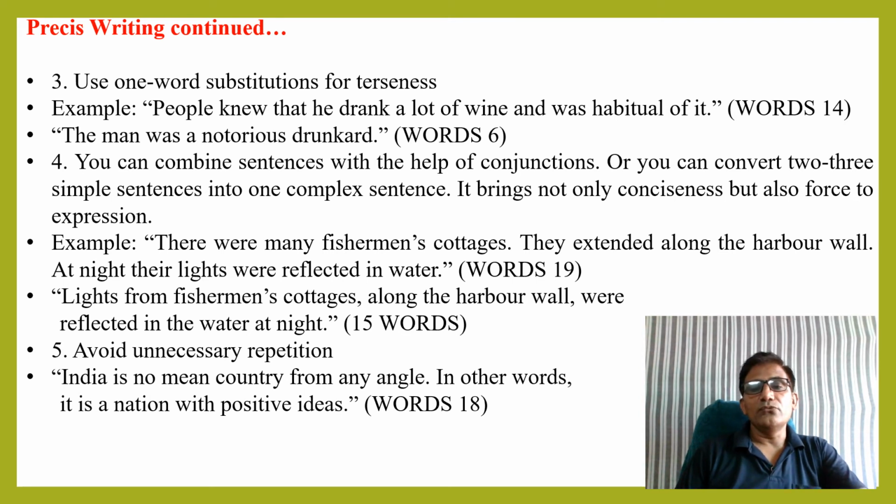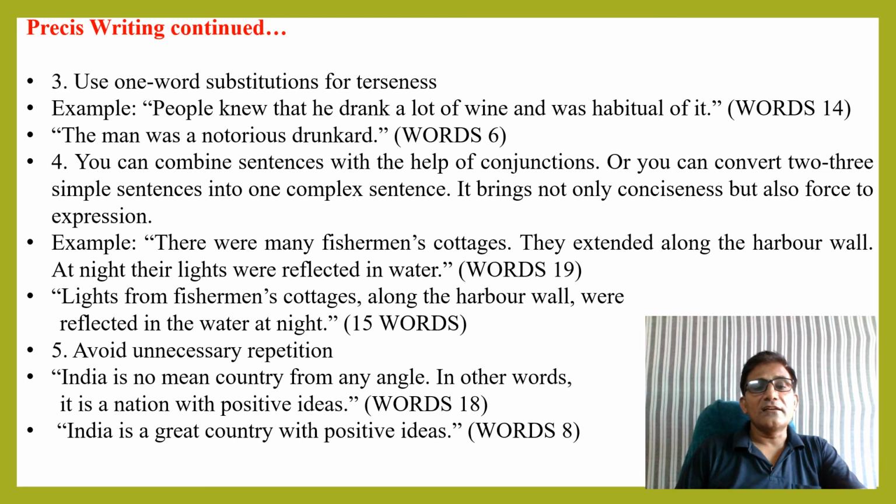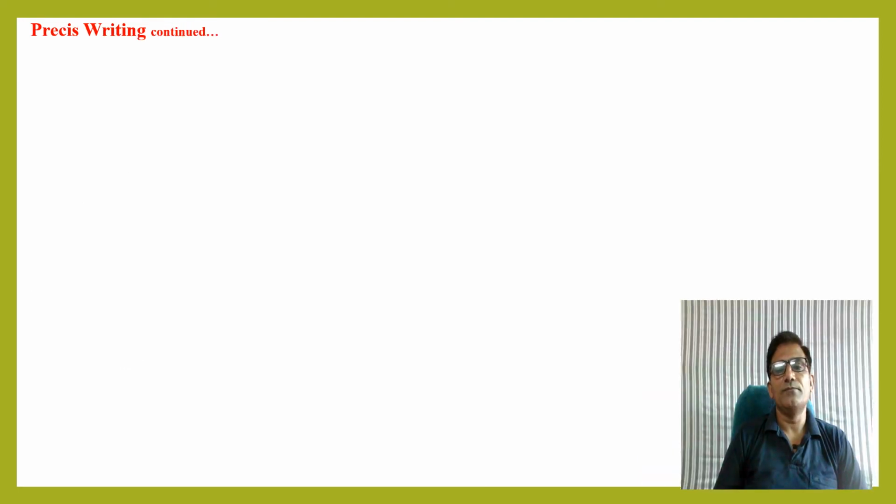So there are 18 words in these 2 sentences. In other words, this highlights that there is a repetition. India is a great country with positive ideas. Number of words is 8. See, 10 words have been decreased here. Repetition.